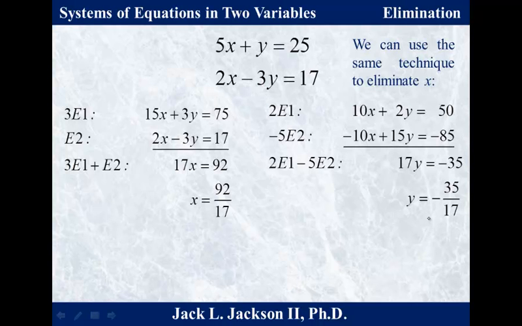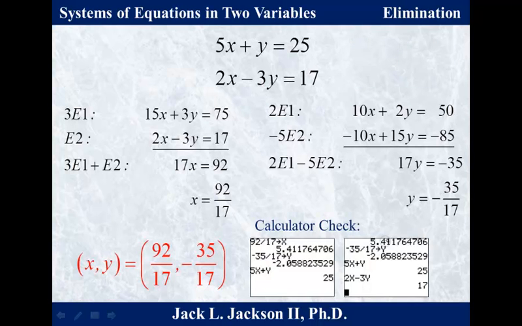Now we have both x and y. Go ahead and state the solution and check it. So the solution is actually an ordered pair. (x, y) equals (92/17, negative 35/17). And here's a calculator check doing it the same way that we just did our last couple of checks.